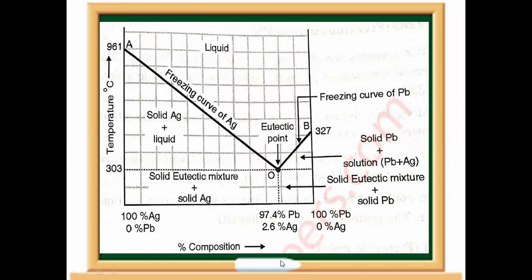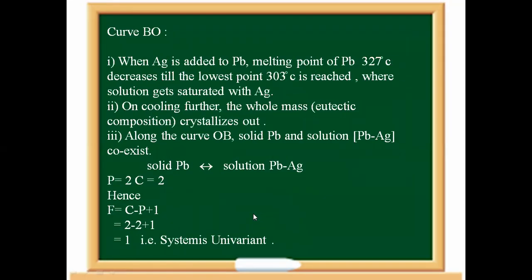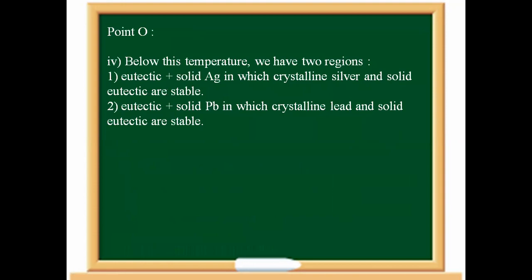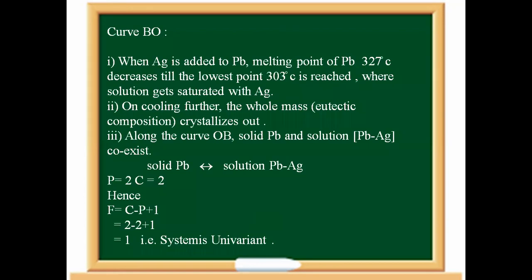And what is the eutectic composition? It is 97.4% lead and 2.6% silver. ठीक है, समझ में आया इतना?